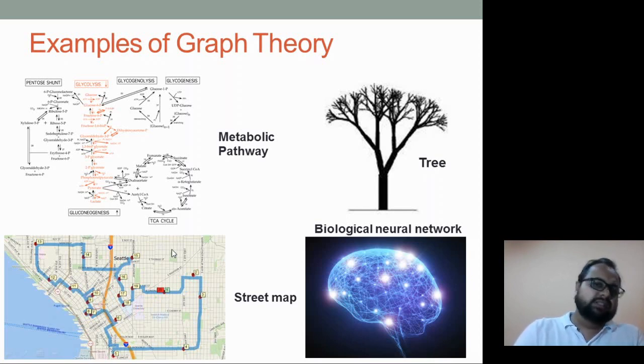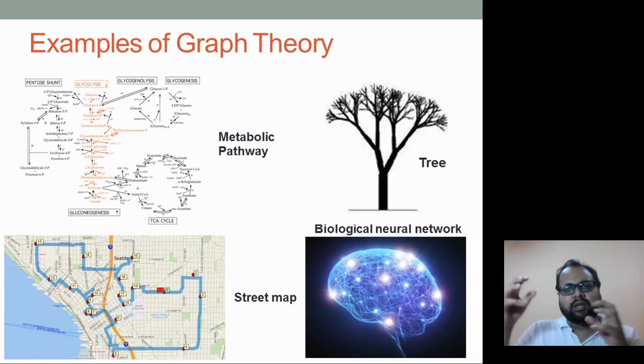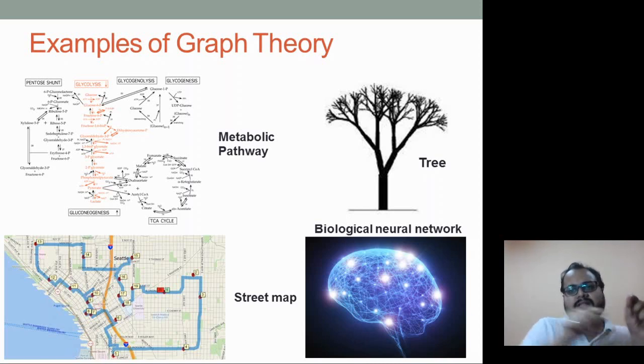So your GPS system also is based on graph theory. Or take your biological neural network. In it, your cytons, or your neurons, are your nodes, and the axons connect from one cyton to another, which connects to another. All of these form a sort of network. So your cytons become your nodes, and your axons become your edges.